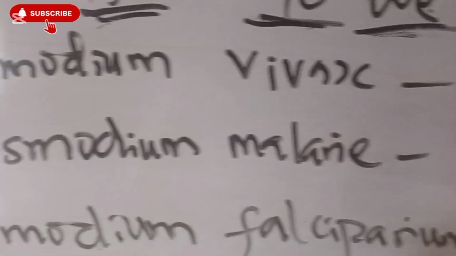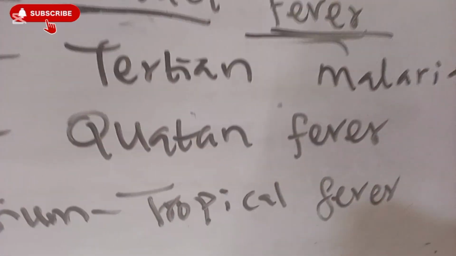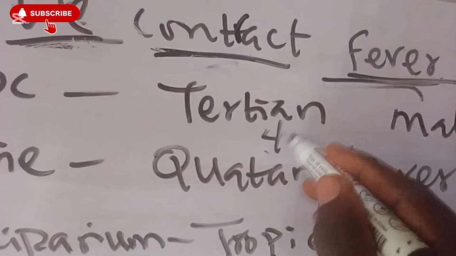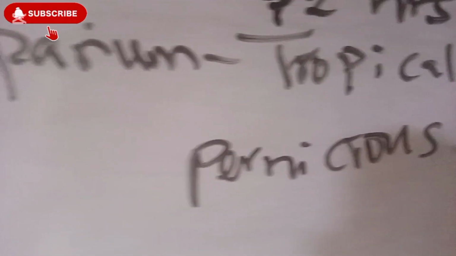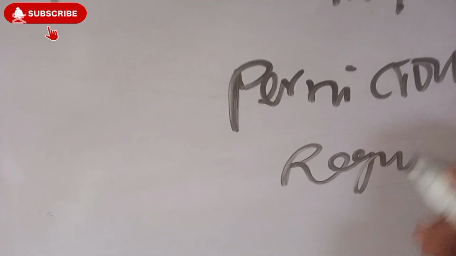Plasmodium vivax causes tertian malaria. This tertian malaria occurs every 40 to 80 hours. The second one on the list is plasmodium malariae, which causes quartan fever, and this occurs every 72 hours. The last one on the list is plasmodium falciparum, which causes tropical fever, also known as pernicious malaria. It occurs at regular intervals, or anytime.